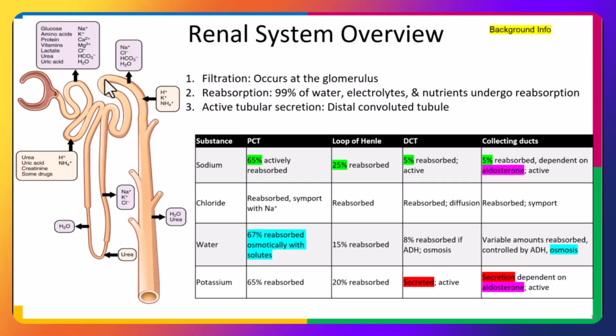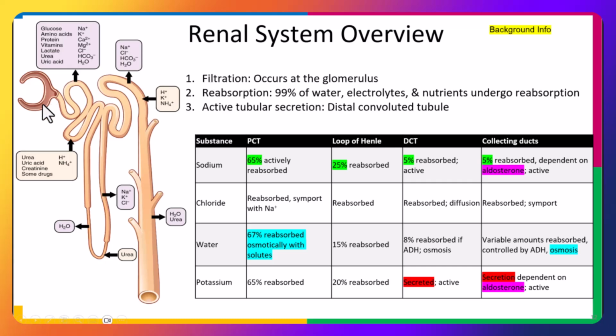Starting with filtration, this happens at the glomerulus. Almost everything that's small, so we're looking at things like sodium and glucose, amino acids, urea, water. This stuff is all going to be filtered very easily through a healthy glomerulus. Larger proteins and things like blood cells, those are going to stay behind.